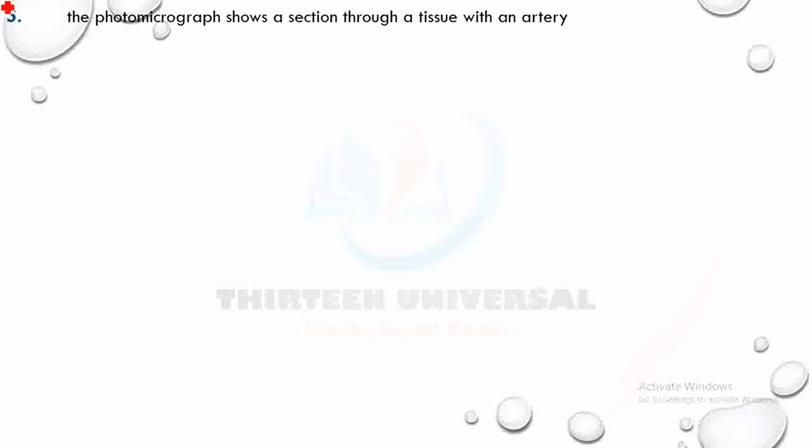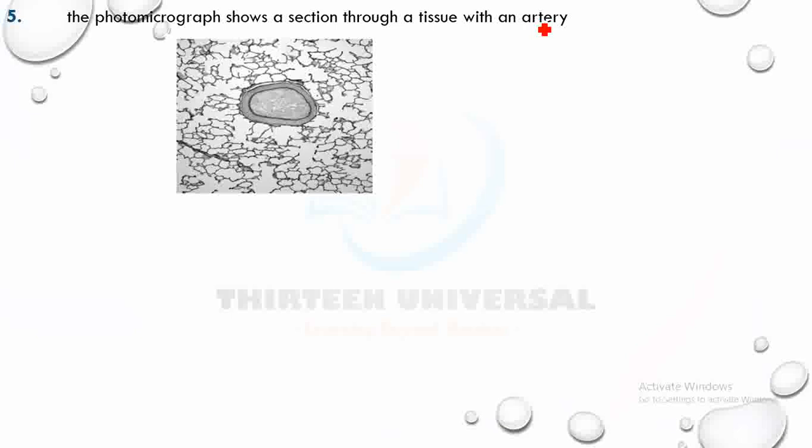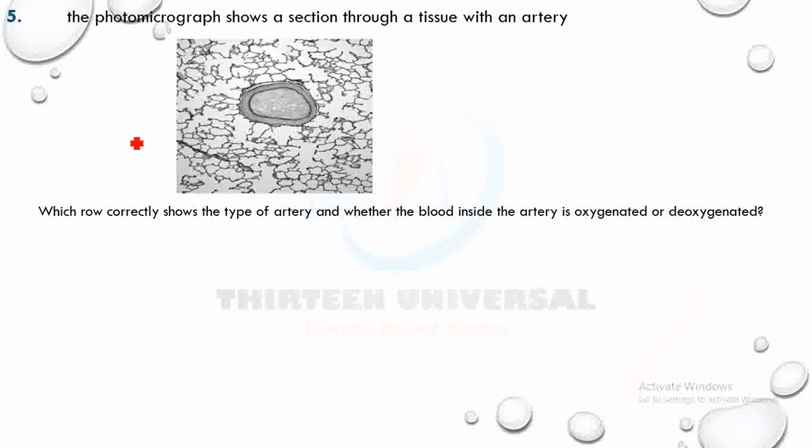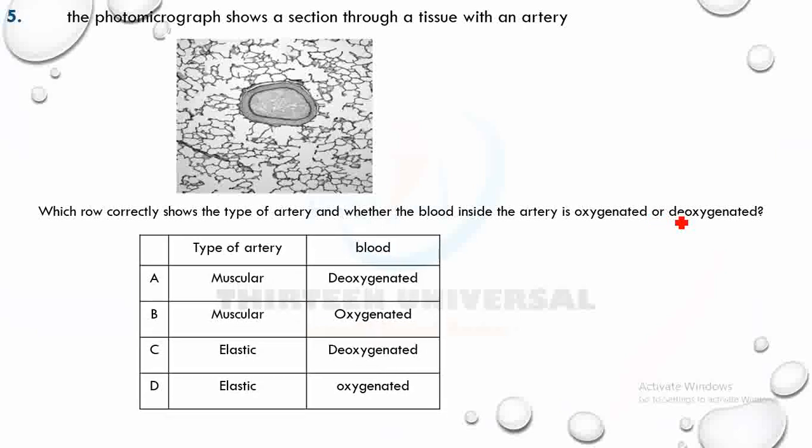Let's go. The photomicrograph shows a section through a tissue with an artery. That's an artery, guys. Wow, what a cute diagram. Which row correctly shows the type of artery and whether the blood inside the artery is oxygenated or deoxygenated? Okay, so I want you to pause the video and let's see what you got.